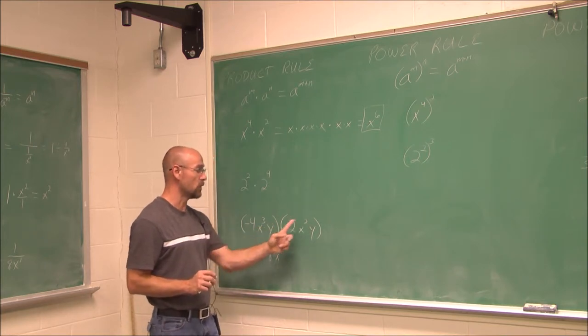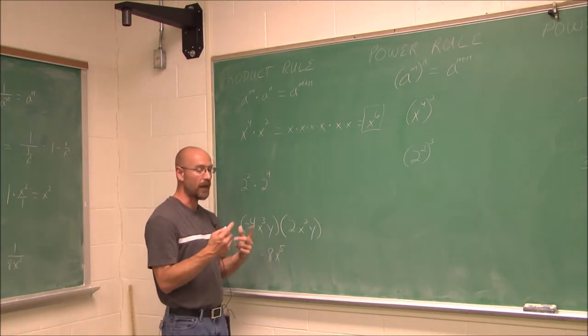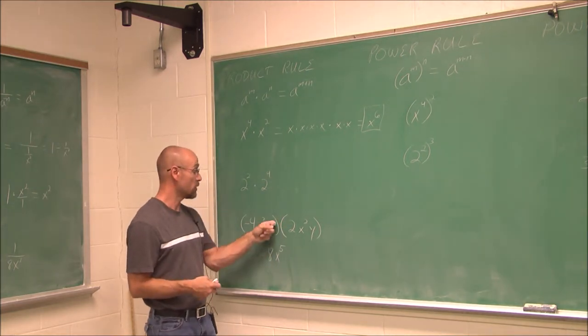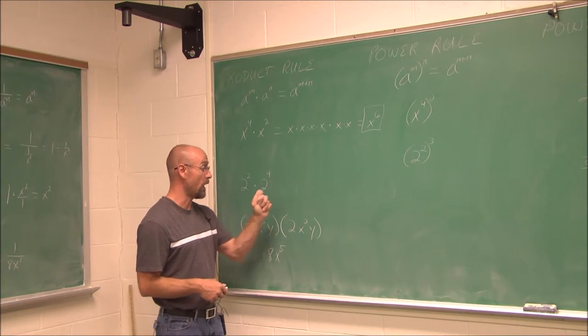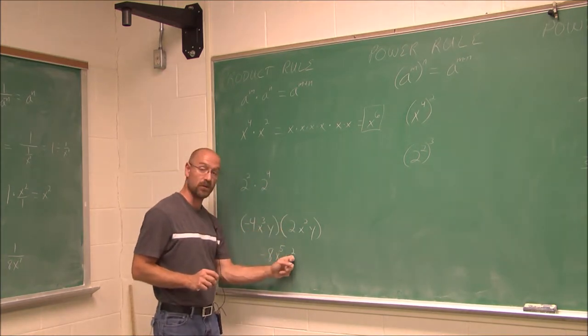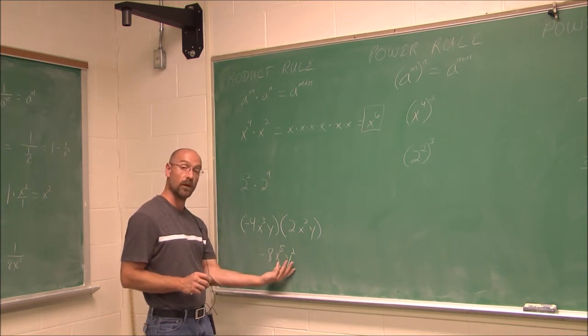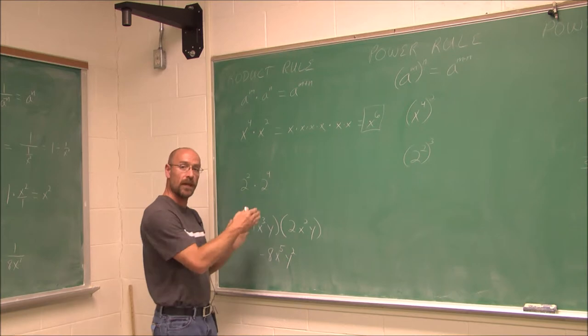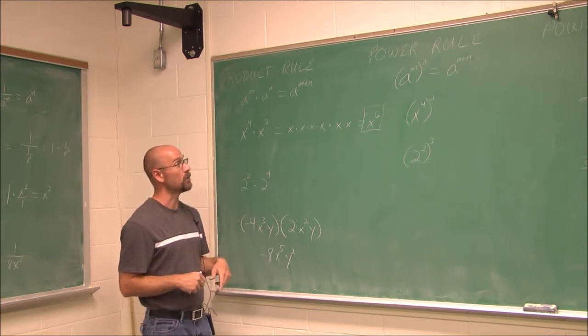Now we notice there's no exponent here. But we have to remember, if there's no exponent, we have to assume there's at least one of them. So its exponent is 1. 1y times 1y is y squared. 1 plus 1 is 2. Y times y is y squared. So this is what we'd get from that. So just break it apart, deal with the numbers, and then deal with each individual variable.